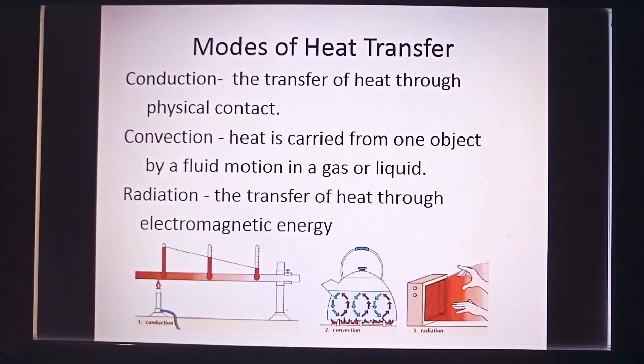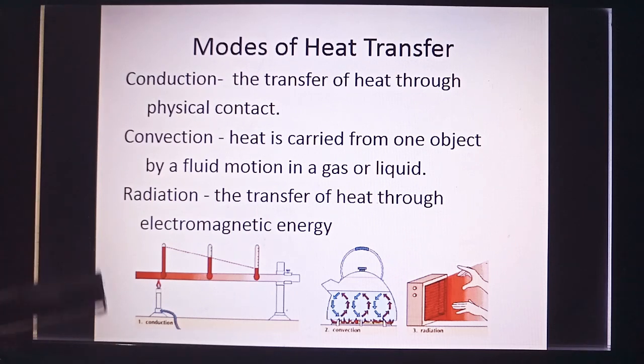Now the modes of heat transfer. We have conduction, convection, and radiation. Conduction is the transfer of heat through physical contact. Convection is heat carried from one object by fluid motion in a gas or liquid. And radiation is the transfer of heat through electromagnetic energy.